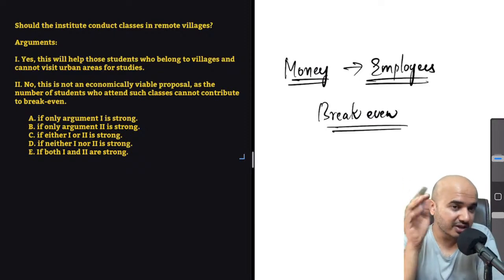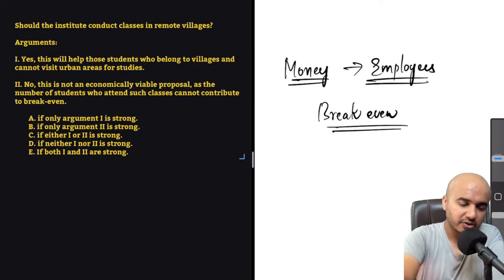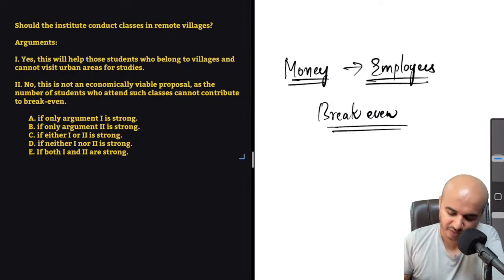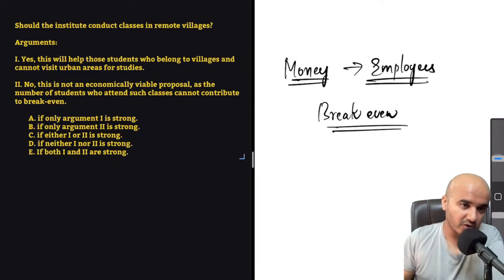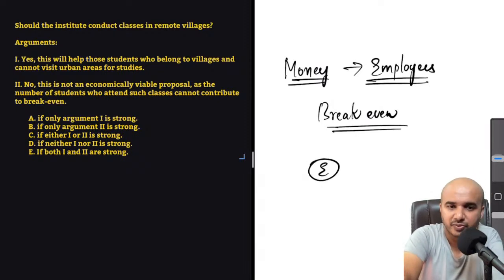So both the options are making sense from different points of view. It's not that we should support one view or the other, but independently both the options are making sense. So if both the arguments are very strong, select option E, and hence we'll have to select option E as the right answer. So that was about this particular question. Let's move on.